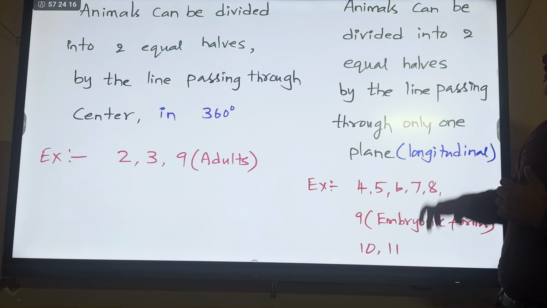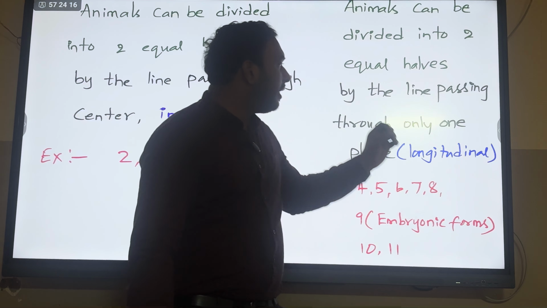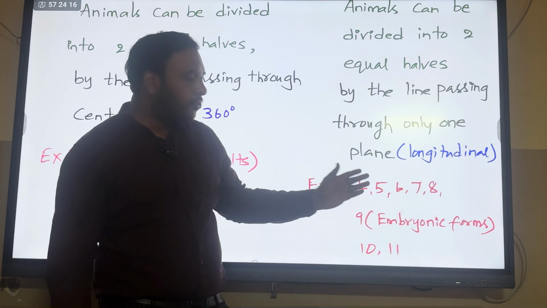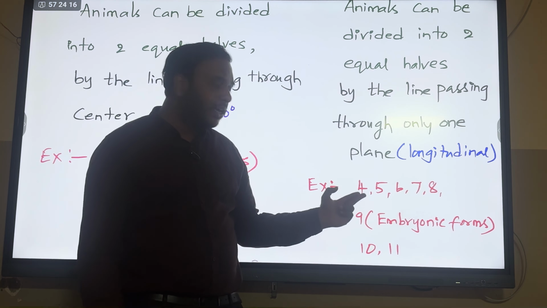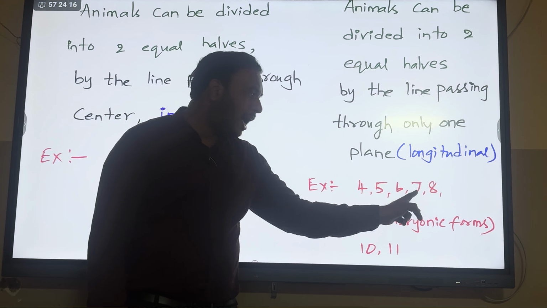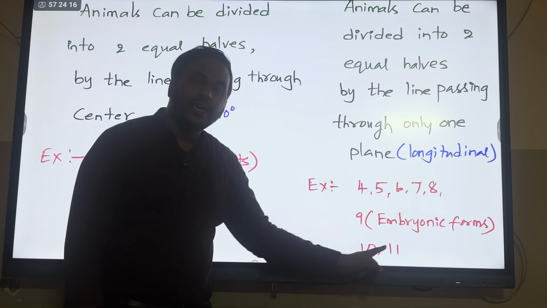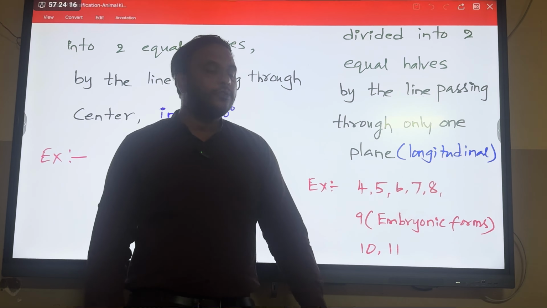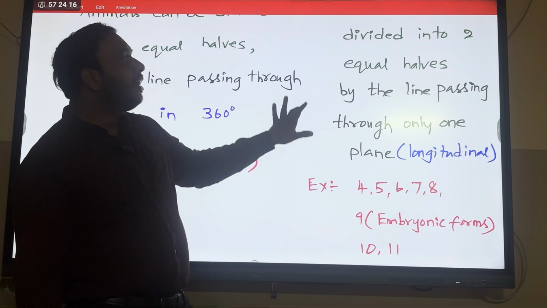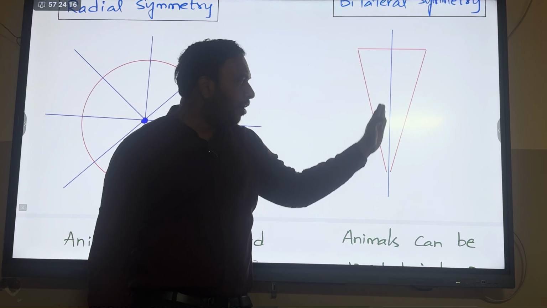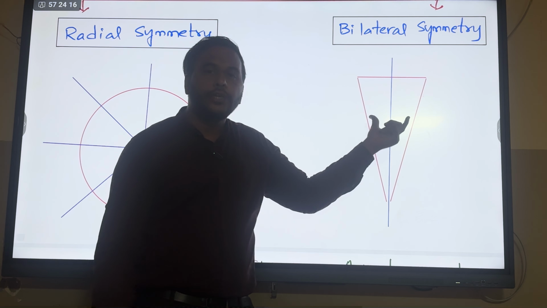The animals can be divided into two equal halves by the line passing through only one plane, that is the longitudinal axis. So phylum number 4, 5, 6, 7, 8. What is phylum number 4? Platyhelminths, Aschelminths, Annelida, Arthropoda, Mollusca, Echinodermata embryonic forms, and 10 and 11, Hemichordata and Chordata. So all these phyla will show bilateral symmetry. That means the animal can be divided into two equal halves in only one plane, that is the longitudinal plane.